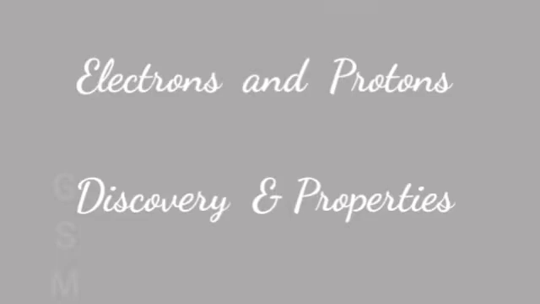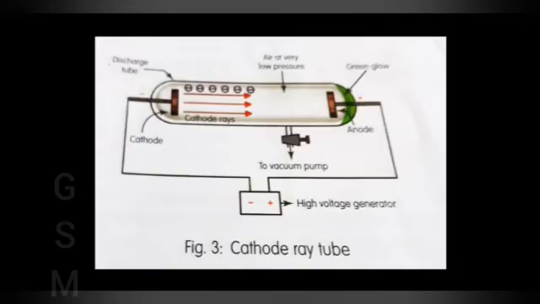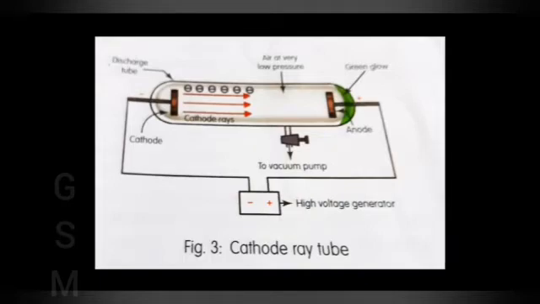You know that when a plastic ruler is rubbed on dry hair, it attracts pieces of paper as it acquires a charge. This shows that matter or atoms are made up of charged particles. The presence of electrons in atoms was proved by the English physicist J.J. Thomson. He used a discharge tube for this.